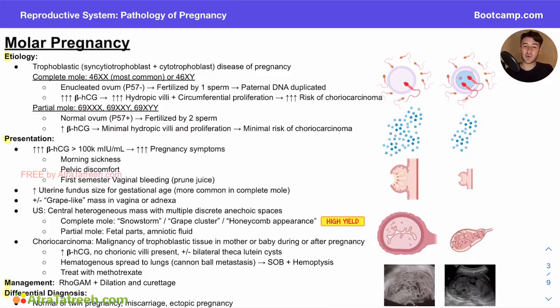So you may be asking, like, what exactly is a molar pregnancy? And the way I like to think of molar pregnancies is when placental tissue essentially goes rogue. It's all about the placenta in molar pregnancies.